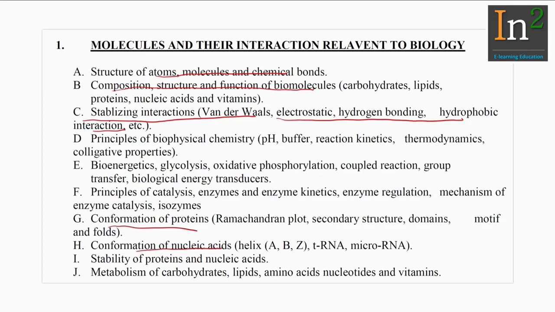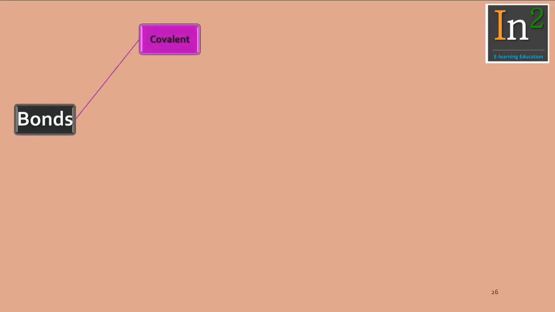Some bonds involve sharing of electrons, while others do not. Some bonds are strong, but some bonds are weak. To get a more detailed idea about the bonds, first of all, you have to understand it is not the energy which is the most important part, but the number of interactions involved in a particular type of bond. We can classify all kinds of bonds into subcategories.